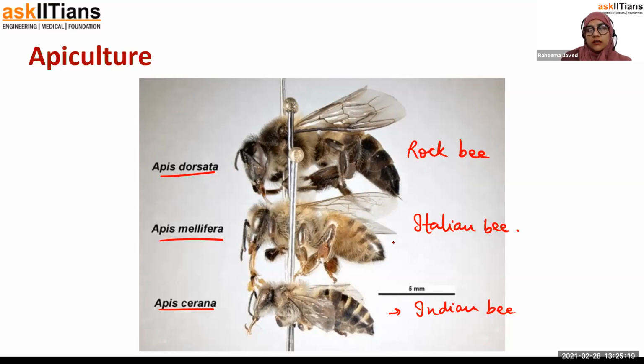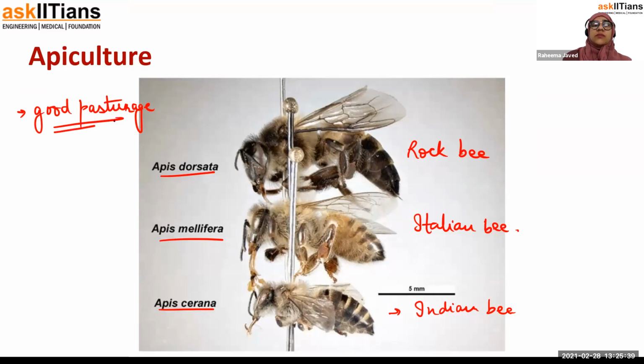Bees are very important for the honey production, but also there are other things which are important. So there should be good pasturage.